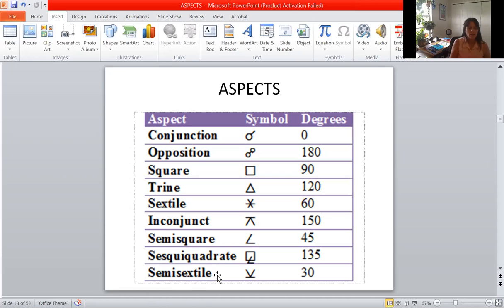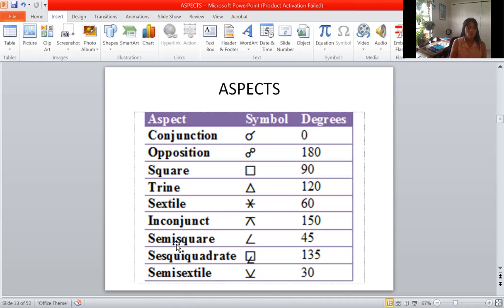The semi-sextile is 30 degrees, and the inconjunct is 150. They are very similar in meaning, as you'll see in a minute. You can see the inconjunct is that line with the upside-down V on it, and the semi-sextile is that flipped the other way around. I just wanted to point out that these are very similar, but that they're one way and the other, and I'll show you that in a minute.